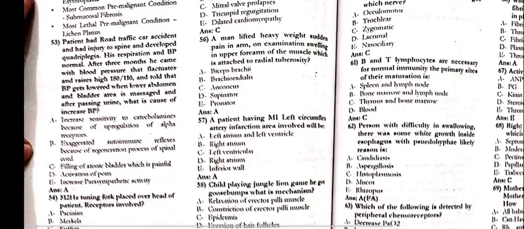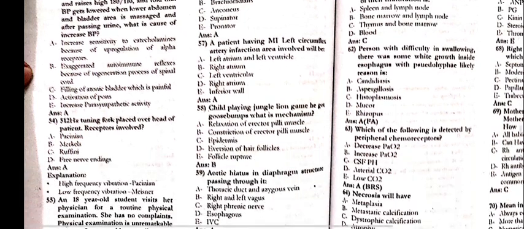53, the patient had an RTA and had injury to the spine and developed quadriplegia. Respiration and BP were normal. After 3 months, he came with blood pressure that fluctuates and rises as high as 180 by 110, and he says the BP gets lowered when the lower abdomen and bladder area is massaged and after passing urine. What is the cause of the increased BP? That is increased sensitivity to catecholamines because of upregulation of alpha receptors.